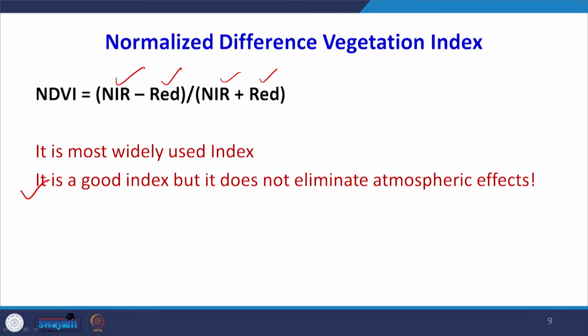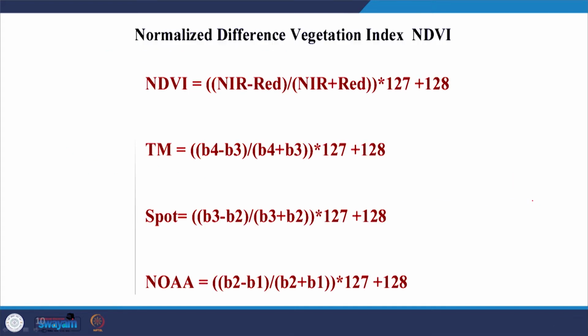As I told you, this is the most widely used index, and it is a good index, but it will not eliminate the atmospheric effects, as I showed you in the case of the ratio image. So if the image has a lot of topographic shadow variations, then the ratio is better, but for vegetation discrimination, NDVI has been very popularly used by different authors. Many of the image processing packages now have inbuilt capabilities to generate NDVI images. You have to only define the input data sets.